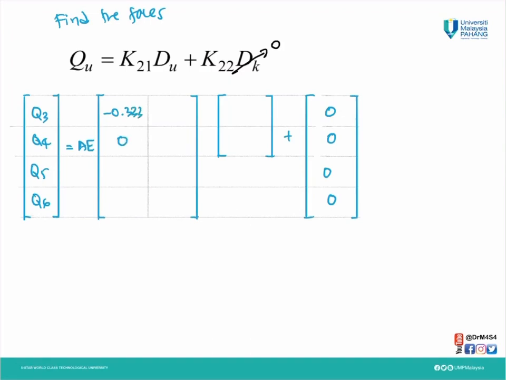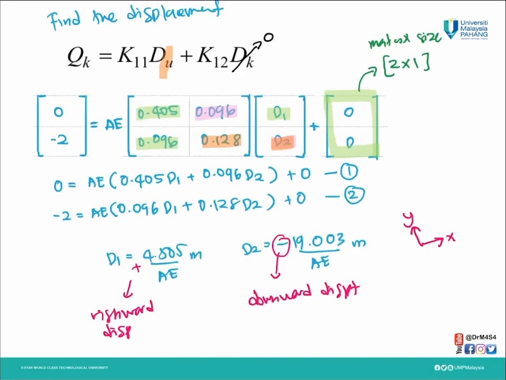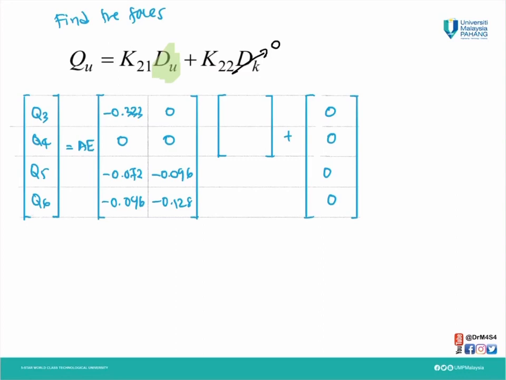Here is 0.033, 0.072, negative 0.096, negative 0.096, negative 0.128. We already know the unknowns here, D1 and D2. D1 is 4.505 over AE and D2 is negative 19.003 over AE. To make it easier for us, take out the AE value, becoming 1 over AE. As we can see here, we can cancel out the AE value. Then we have to expand this matrix.